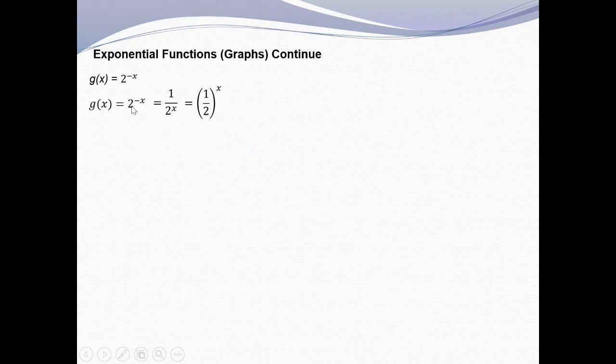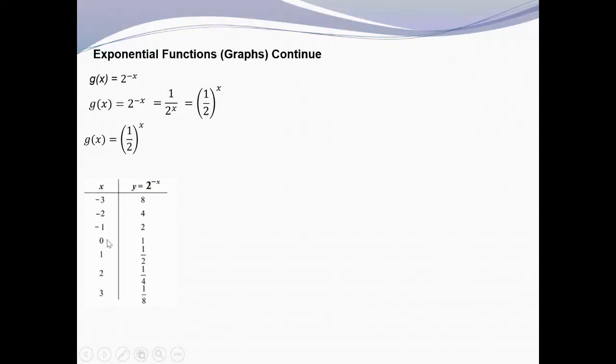So we go from g of x equals 2 to the negative x, we can rewrite it as 1/2 to the x power. Okay? So now let's get some points. And I repeat, the best points to get when you're graphing exponential functions, you always try to get something like from -3 to 3 or even -2 to 3 or something like that.